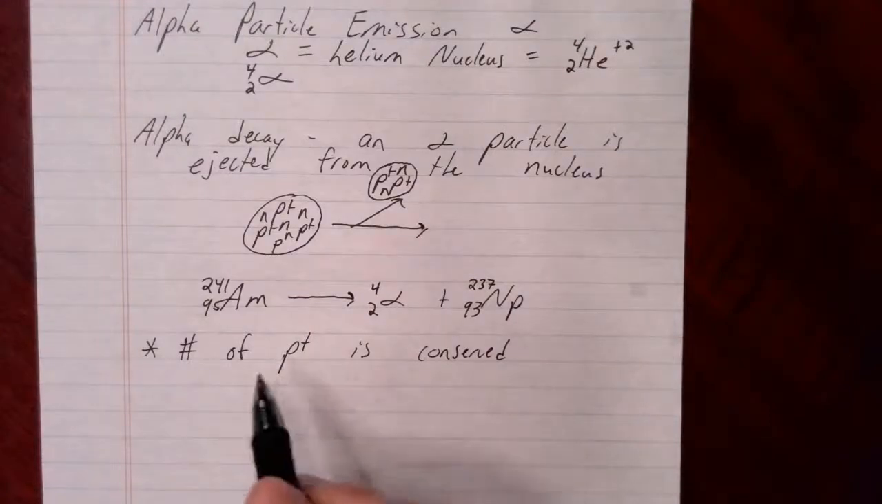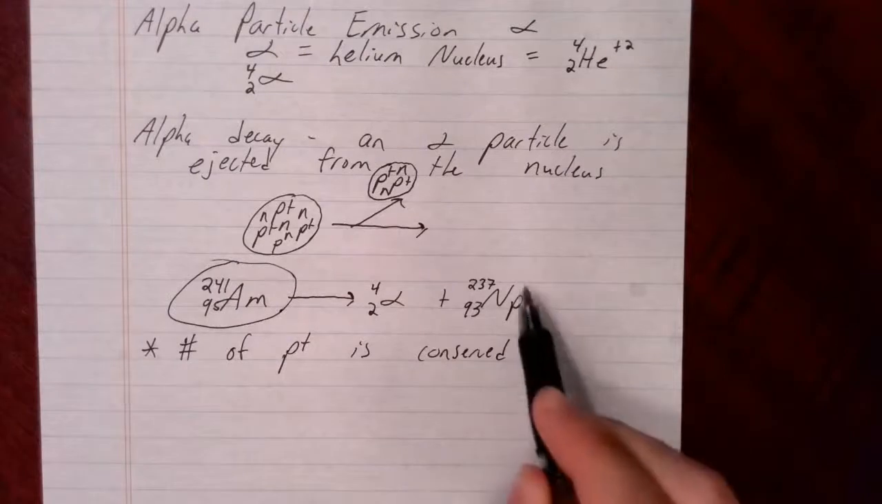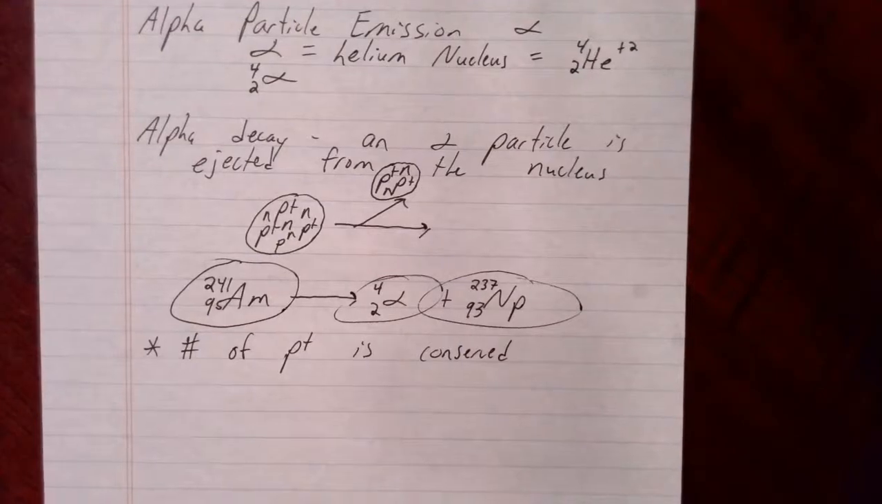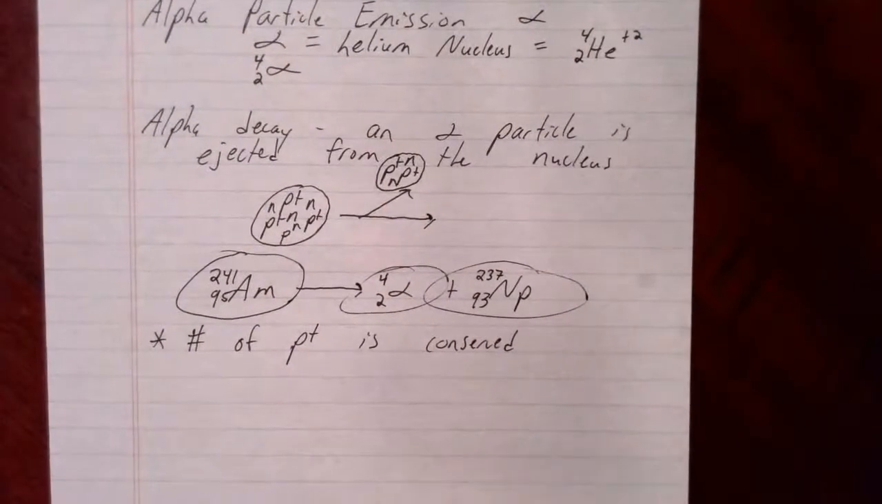So if I wanted to label this, I could say this is the parent nuclide, this is the daughter nuclide, and this is an alpha particle. Okay. So that's one of the more common types of decay, and it is one of the easier to write out and balance. So now let's look at the second type of decay.